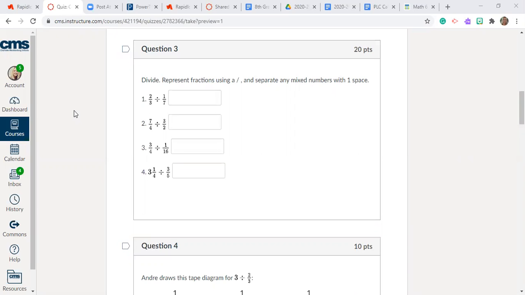Go ahead and pause and remember your rules for division. You're going to find a common denominator and divide. Pause and do the work.